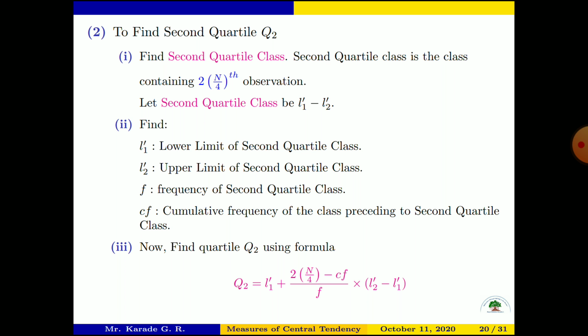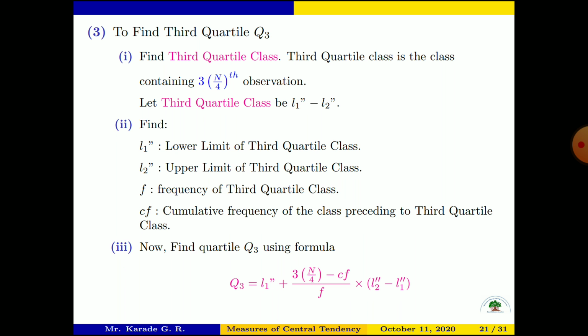After the second step, in the third step, find out the second quartile Q2 by using the formula Q2 is equal to L1' plus (2 times N by 4 minus cf) whole divided by f into (L2' minus L1'). In this way, the second quartile is found using this formula.